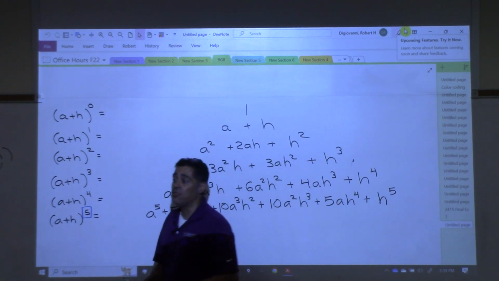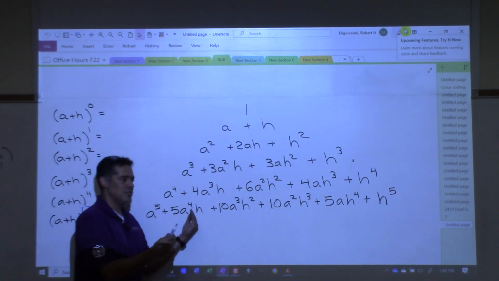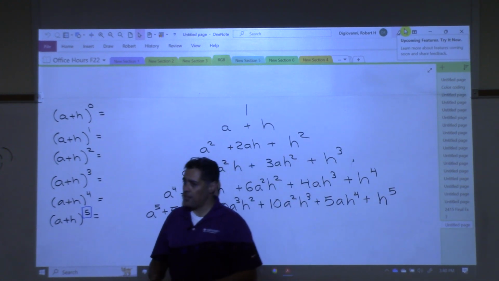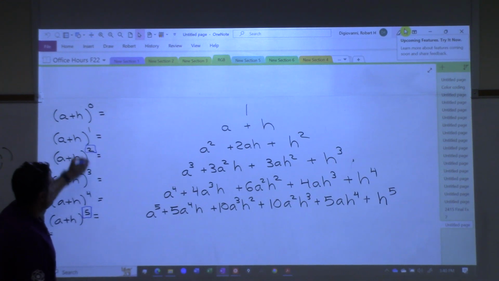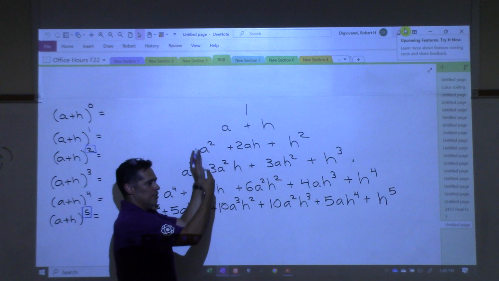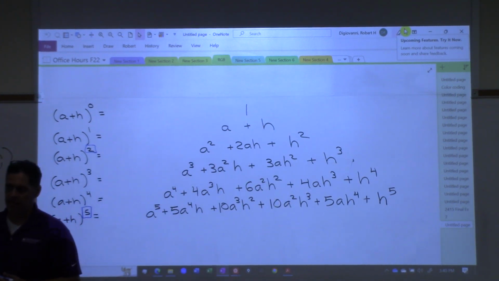What happens to the powers on the h's? No h's. H to the 1st, h squared, h cubed, h to the 4th, h to the 5th, right? And that's the pattern for every line you look at. Go to this one, 2. What happens? A squared, a, gone. No h, h squared. So they are just opposite of each other, right?